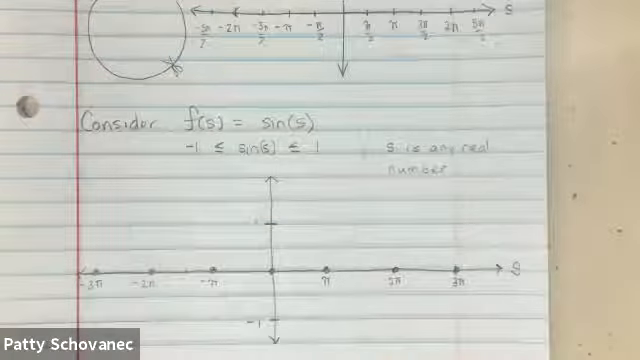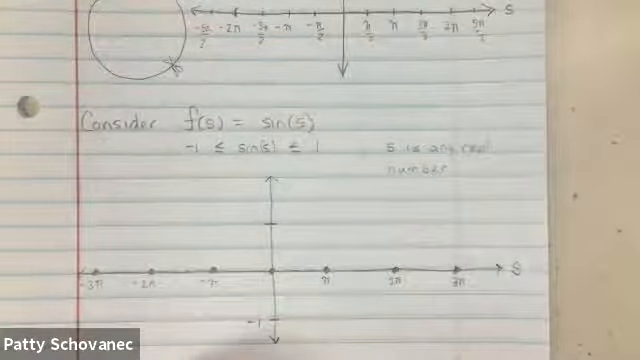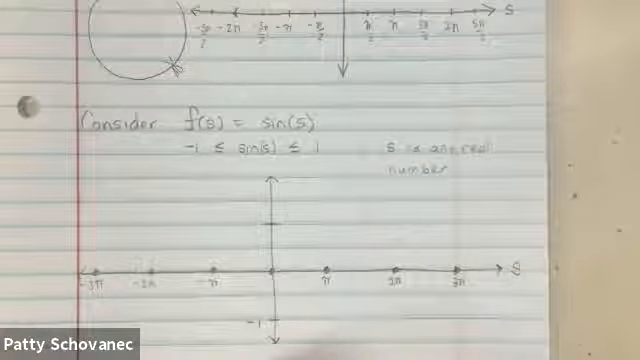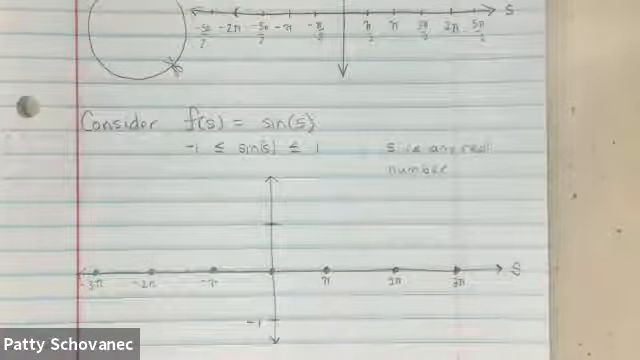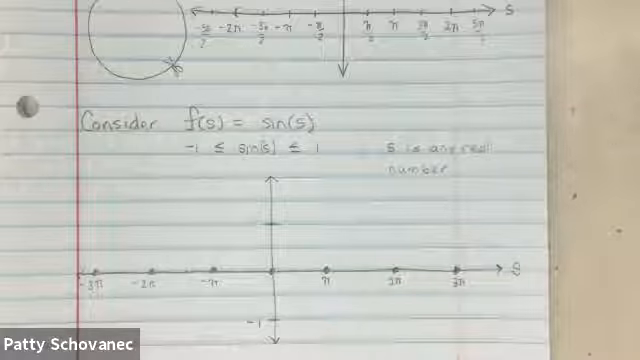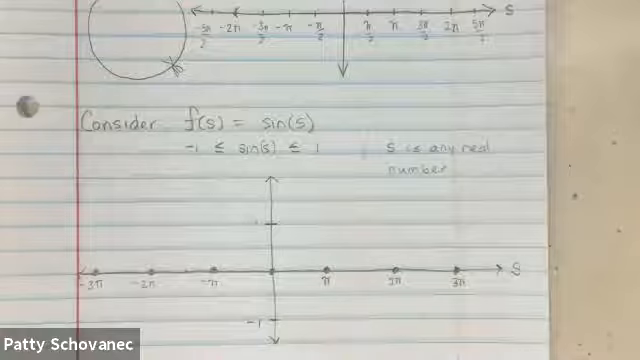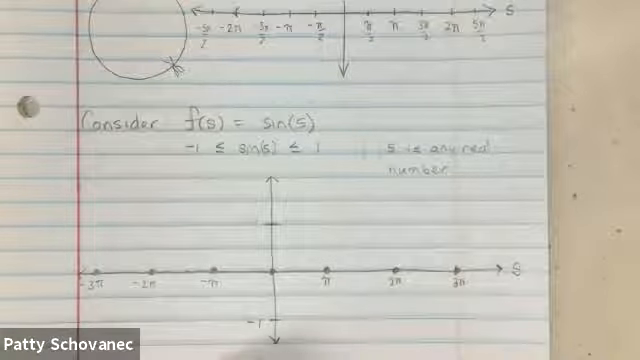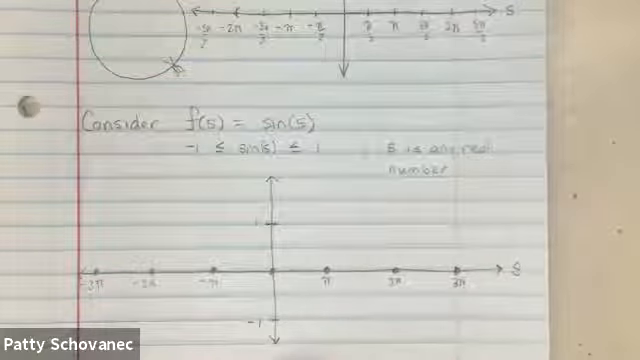What number do I take the sine of to get 1? The sine of what number is equal to +1? Think on your unit circle. Pi halves. What's the sine of 3 pi halves? Sine of 3 pi halves is indeed -1.